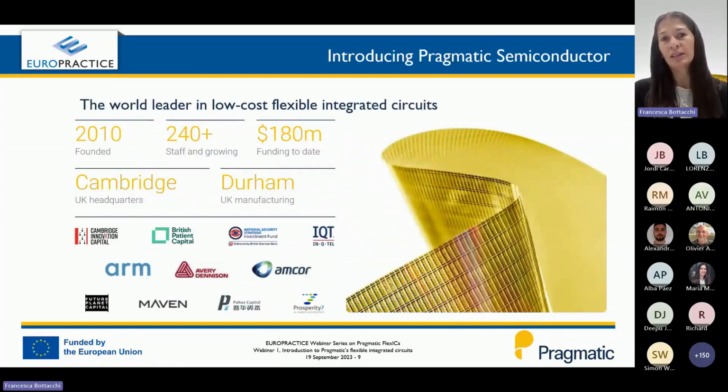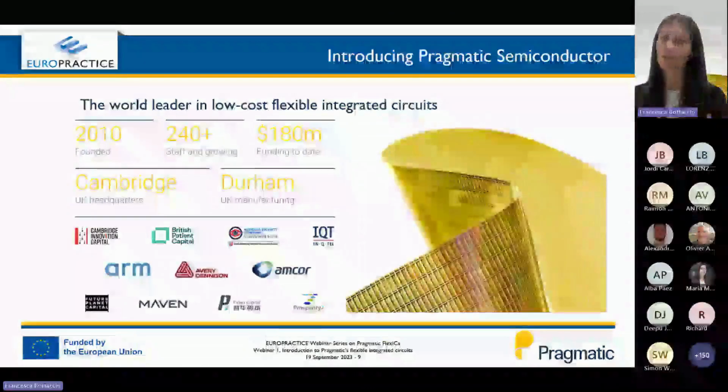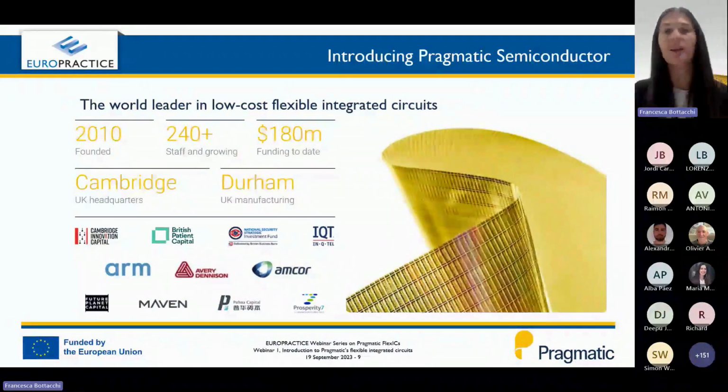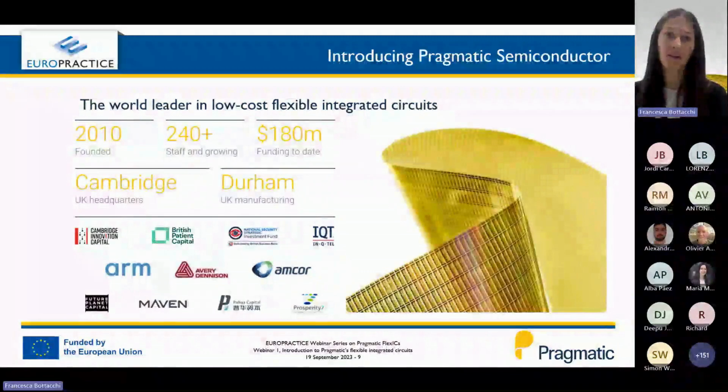Pragmatic was founded in 2010 in Cambridge, in the UK. Currently, we are 240 staff, but we are rapidly growing. Every week, someone new is joining us. We received $180 million in funding to date, and you can see some of our major investors here. The most strategic from a technical point of view are ARM, Avery Dennison, and Amcor. Our headquarters is in Cambridge, where all the IC design, sales, marketing, and finance are located. And in Durham, in the northeast of England, we have the manufacturing facility where, of course, the operations and the test team are based.